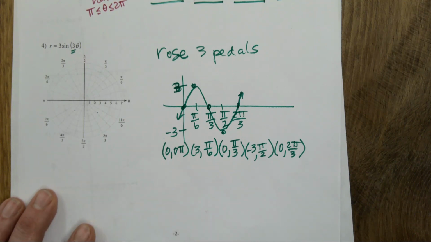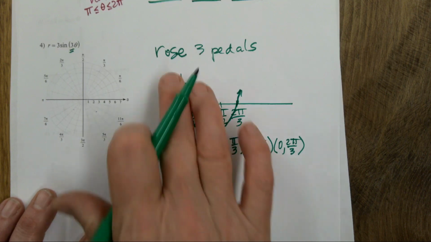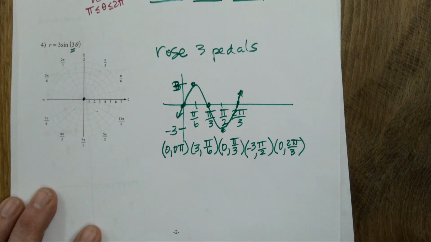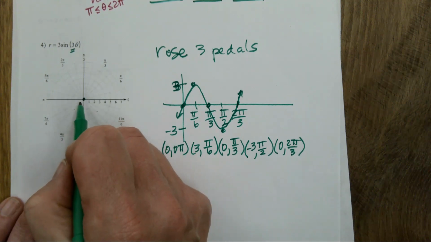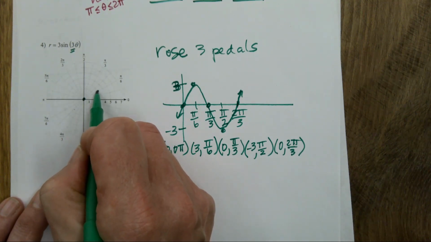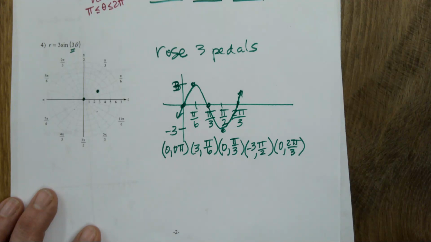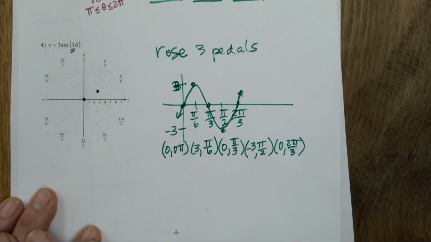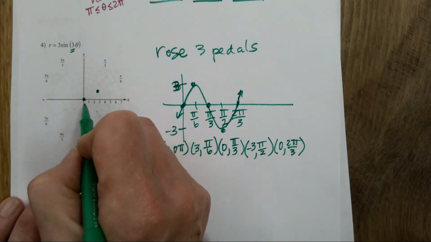So I'm going to see how far this gets on my 3-petaled rose that I'm making. My first point is at the center. And then I go 3, pi over 6. Then I go back to the center again. And then I go negative 3, pi over 2.